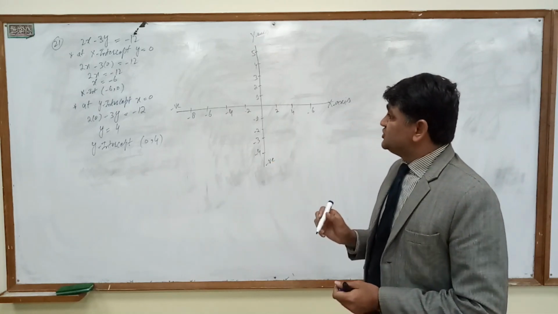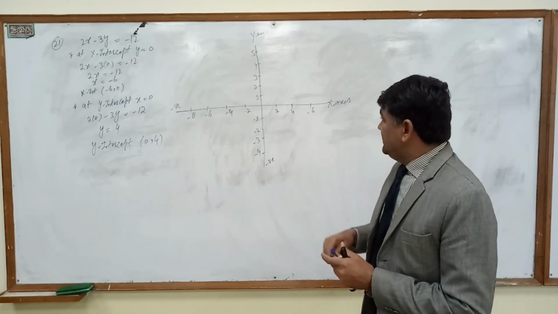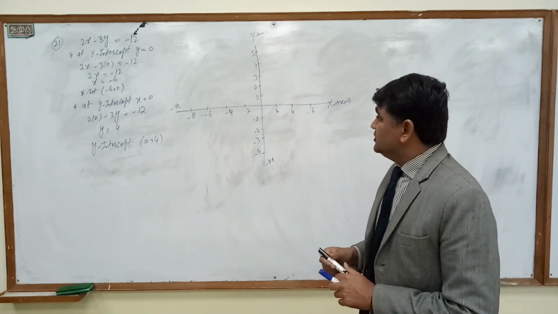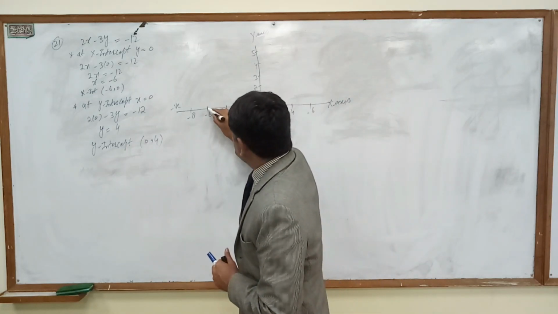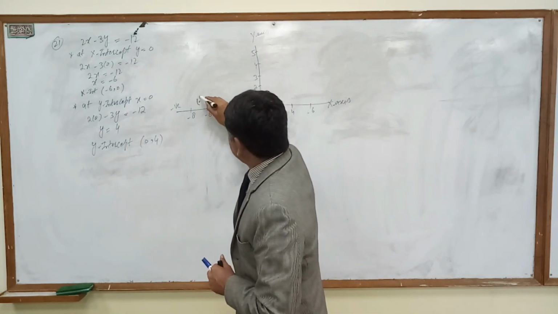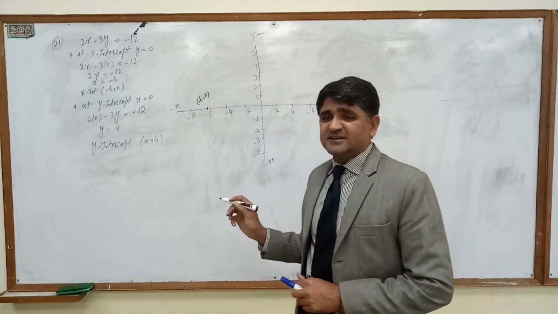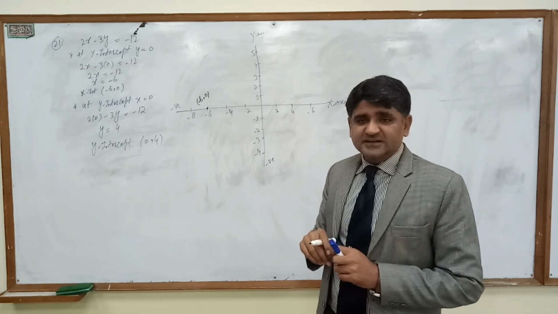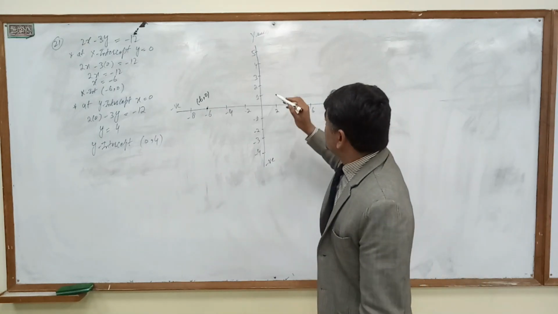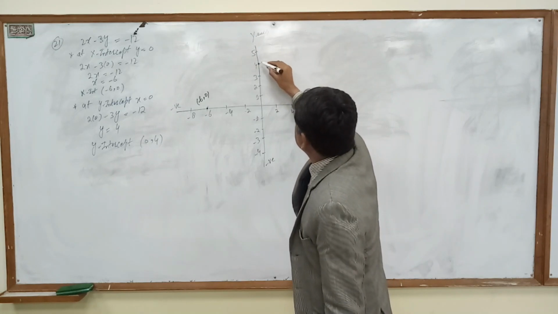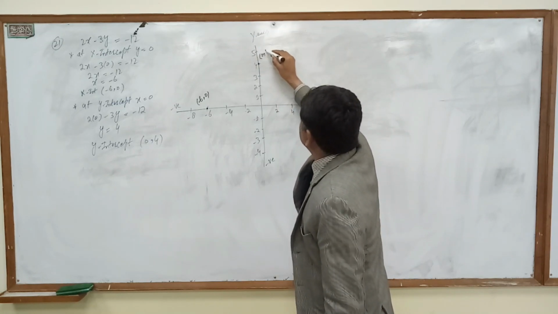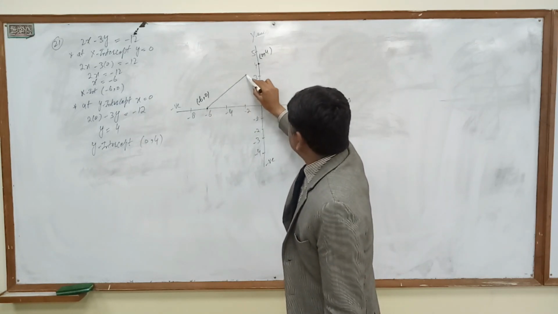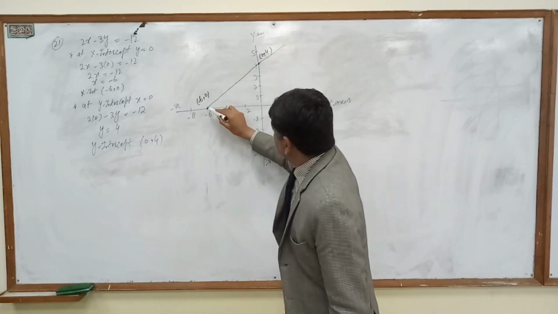So what is the x-intercept? Minus 6 and 0. Minus 6 is on the left side of the origin. So this is the point, minus 6 and 0. How to draw the graph? Draw the points, join the points and extend the line. So what is the y-intercept? 0 and 4. Draw the point, then we can join these points and extend the line. Clear, students?